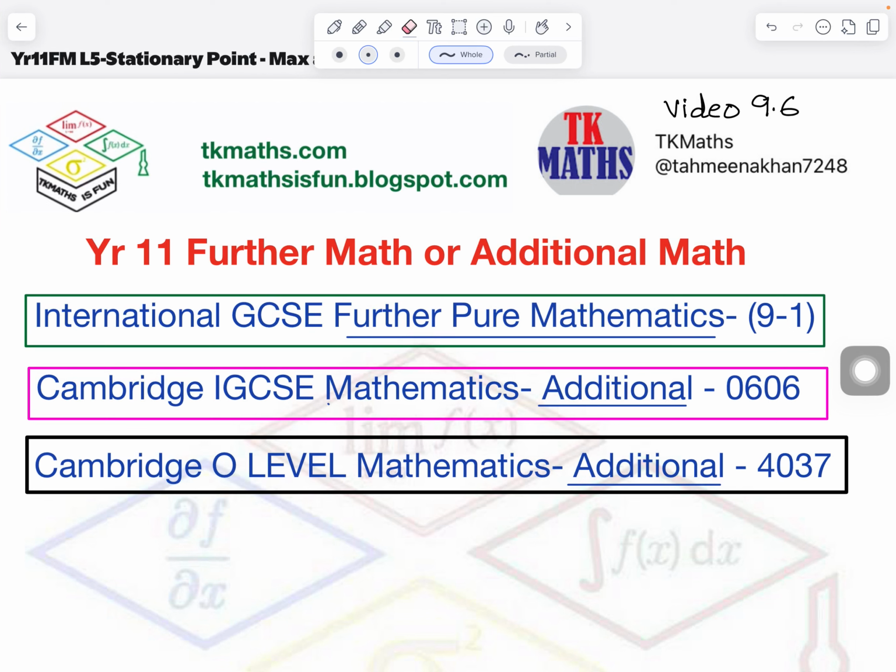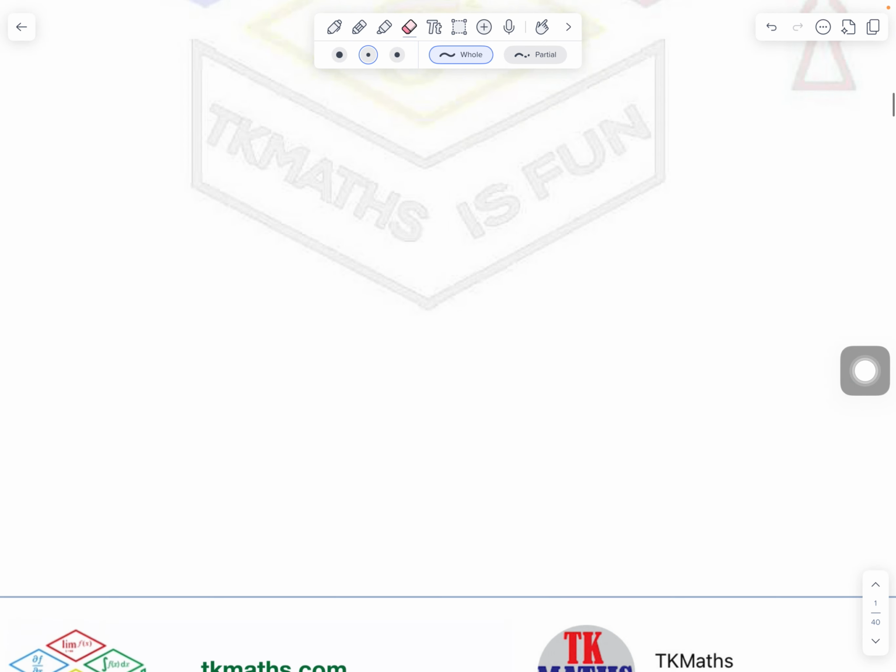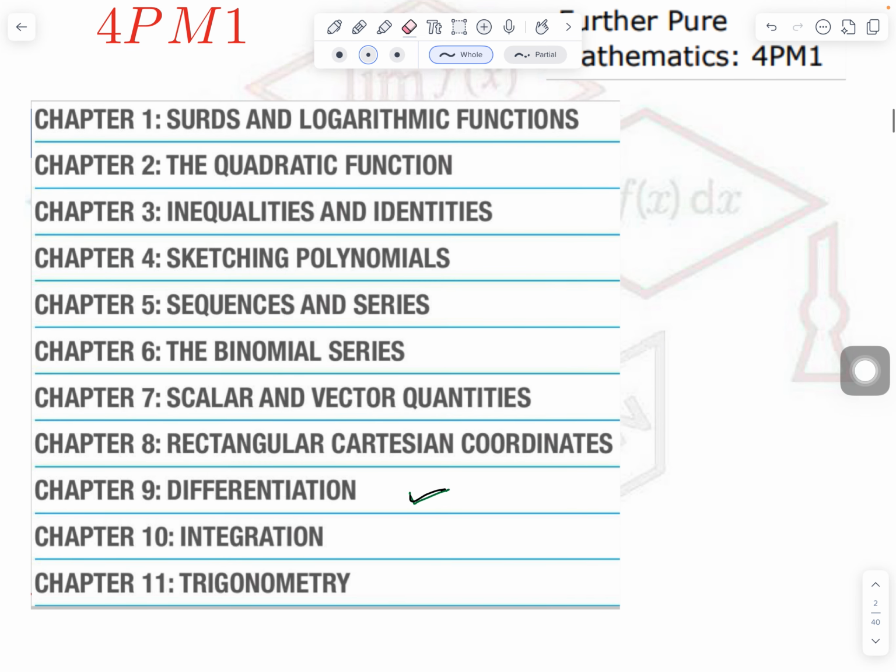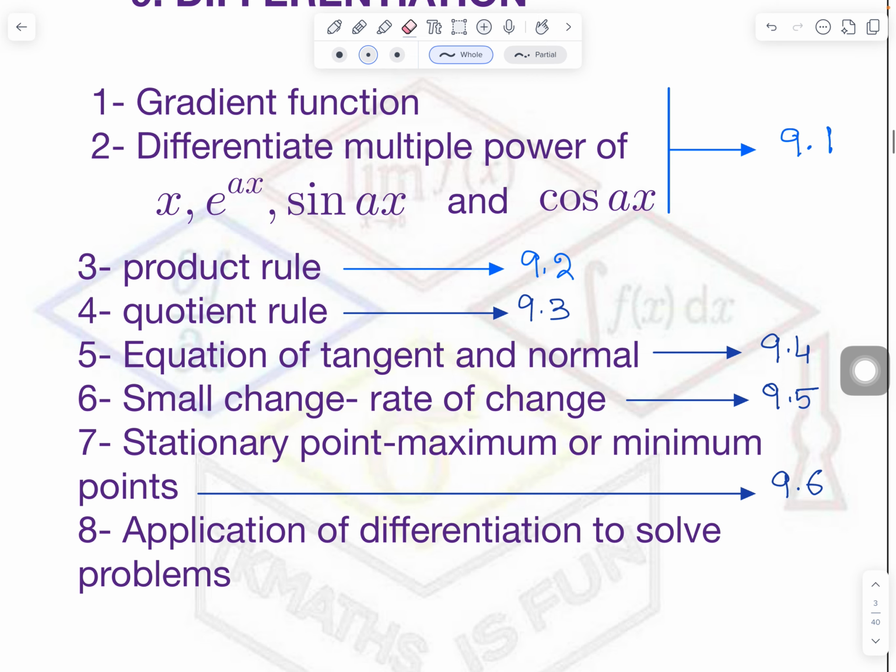In today's video, we will continue the learning of topic differentiation, which is part of the syllabus of Year 11 further maths. And in Cambridge IGCSE and O level, it is called additional mathematics. We are on the topic of differentiation right now, and in differentiation, we have covered all these topics. And this is the last video on the stationary point, maximum or minimum.